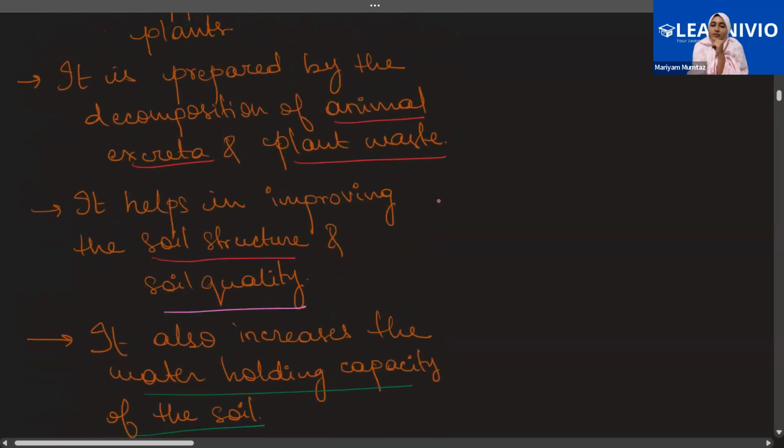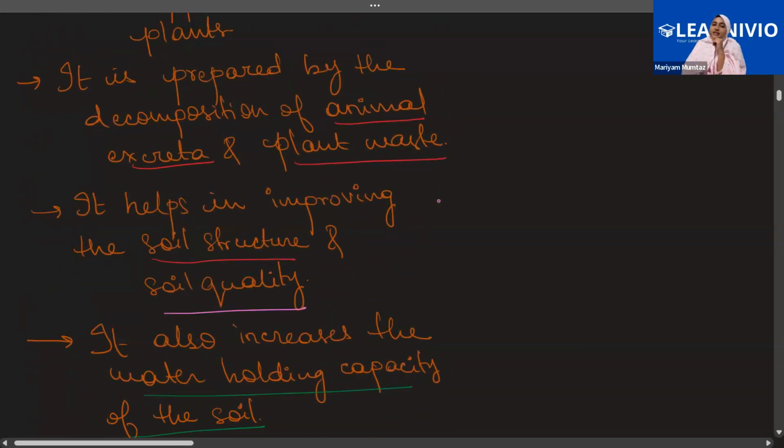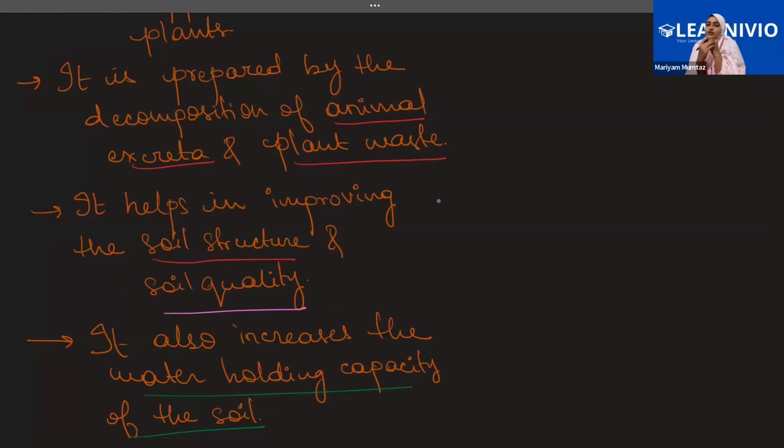Now, how is it prepared? It is prepared by the decomposition of animal excreta and plant waste. Mostly in the rural areas, because there are many cows and buffaloes over there. So what happens? The cows and buffaloes, when they excrete, right?